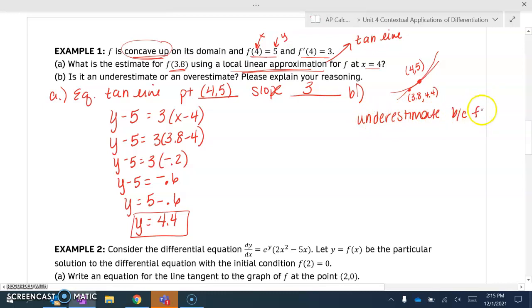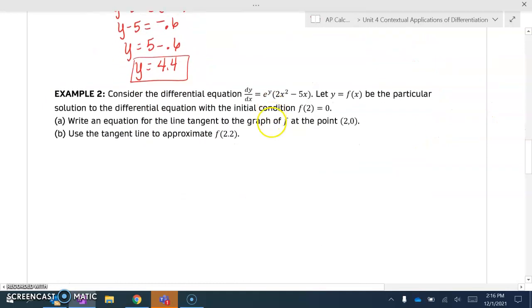And that's because f of x is concave up on our interval. Okay? All right, let's go to example 2.